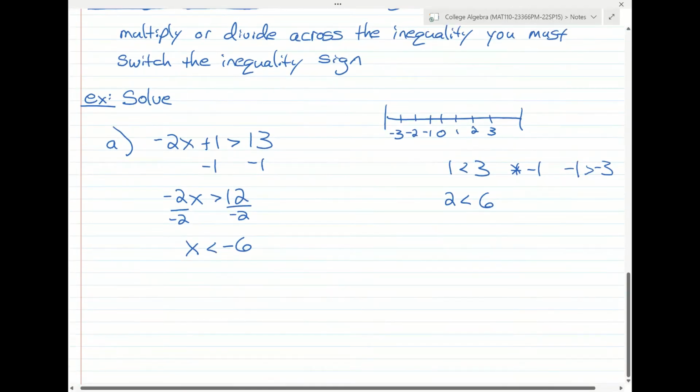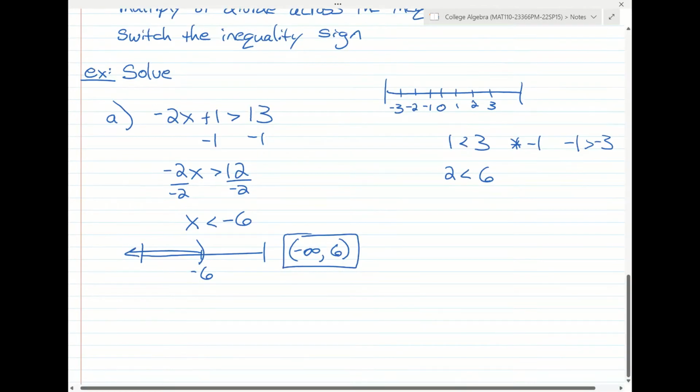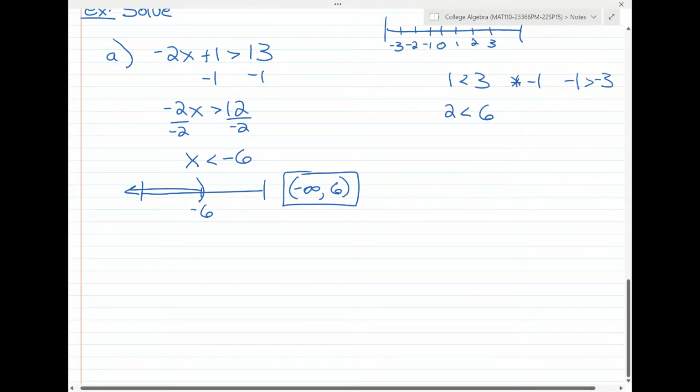The way we would graph this answer, you could graph it on a number line. Sometimes people find that way easier to write interval notation, by graphing it first and then saying, okay, on the left side it's negative infinity, on the right side it's 6. On MyMathLab, you would write your answer in interval notation. Let's get to some that are a little more advanced.